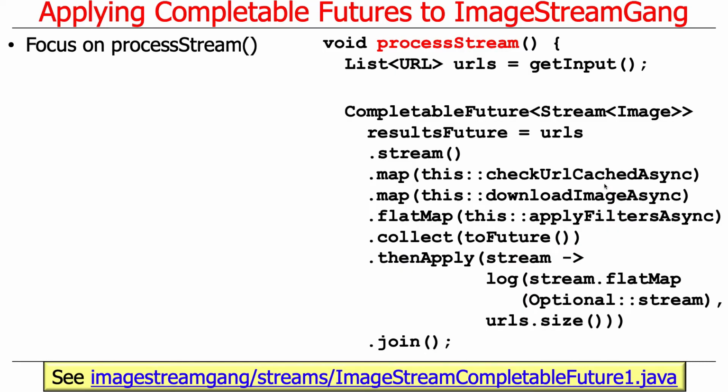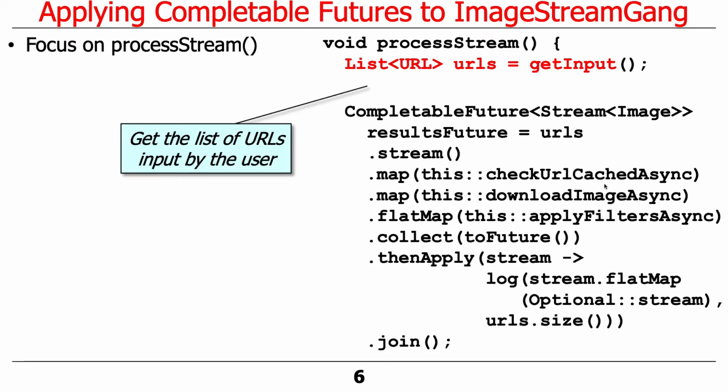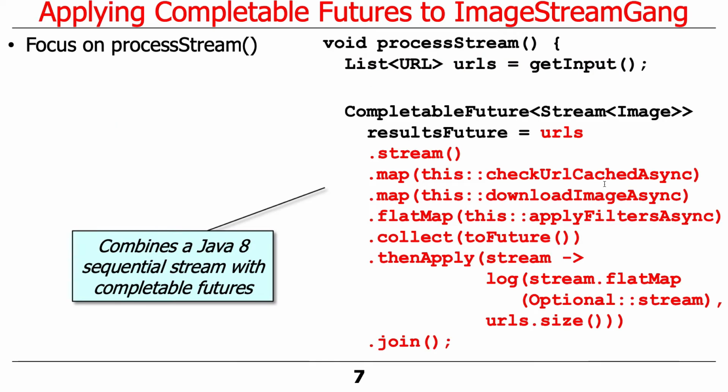So we're going to focus on a hook method that's part of the StreamGang framework called processStream. And this is what has all the logic for doing asynchronous processing of the images. You can find it in ImageStreamCompletableFuture1.java. There's another implementation that's done a slightly different way, but this is the one we're going to look at here. The first thing we do is call the getInput method. That's one of the methods that comes out of the framework, and that returns the list of URLs the user has indicated they want to download.